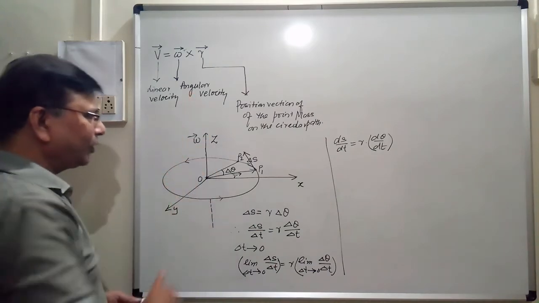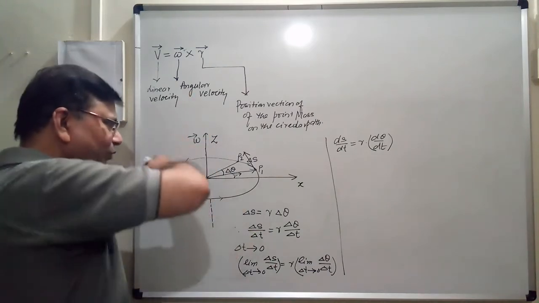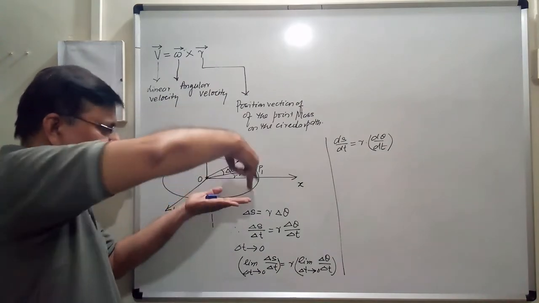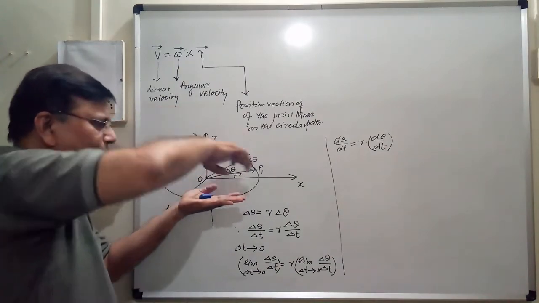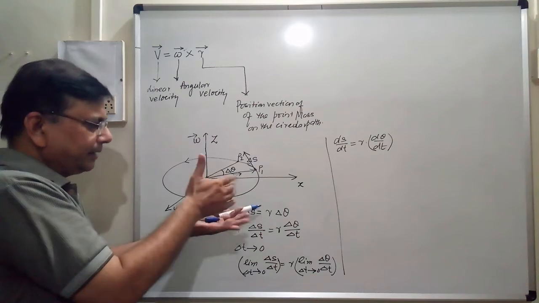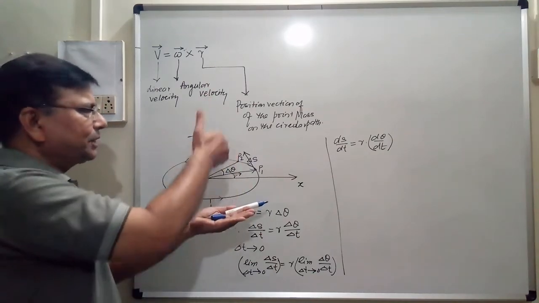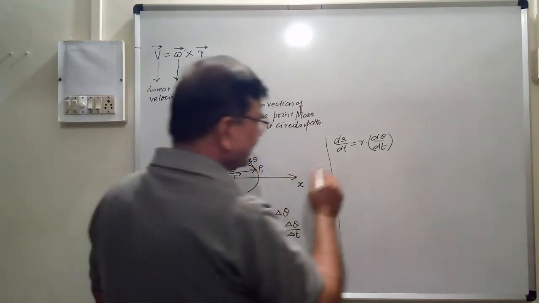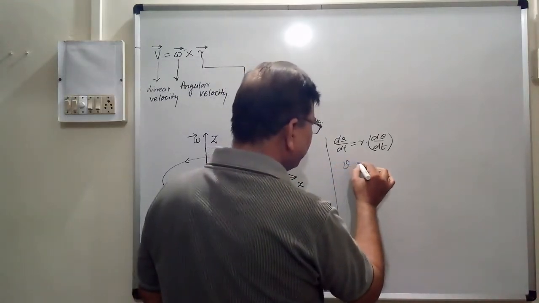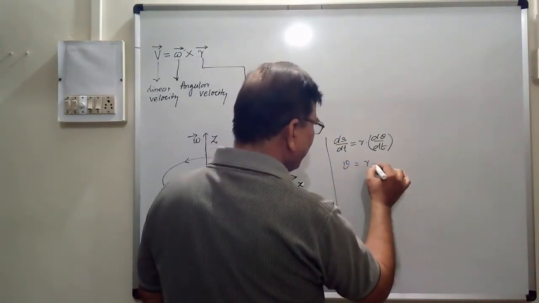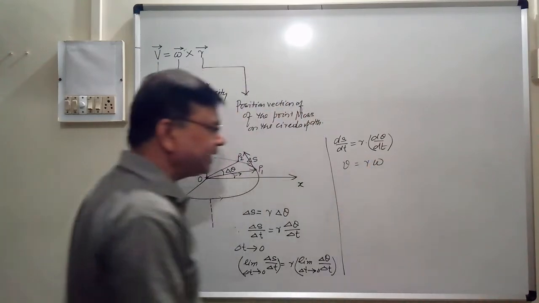So omega will be along this, and the particle is moving in this plane, anti-clockwise. Using the right hand thumb rule, the motion is like this, so this is the direction of omega. So we can write V is equal to R omega by magnitude.